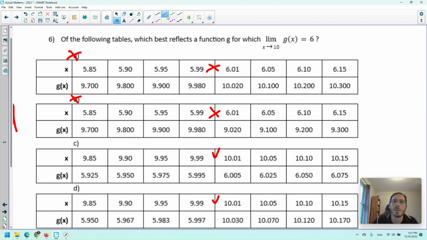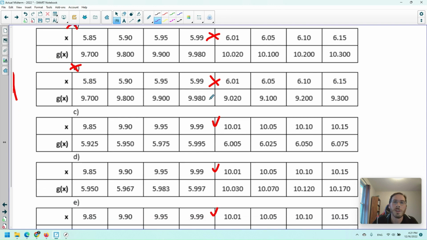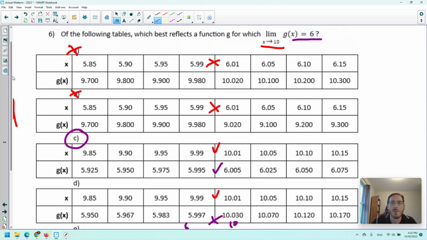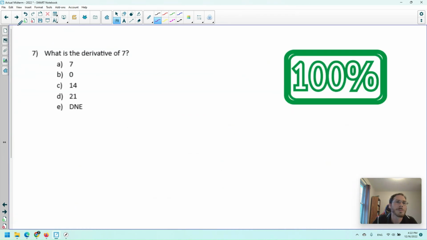Then for the second part, we have to make sure that our function value is approaching 6. The limit has to be 6. So if we look here, our limit is approaching 6. If we look here, we're approaching 6 on this side, but we're approaching 10 on that side. That's not a match. The limit doesn't exist. Here we're blowing up to infinity, and here it looks like I don't even know where we're going, maybe 4.5. Either way, it's not 6. So the answer to this one is going to be C. So C is the correct table for this one.